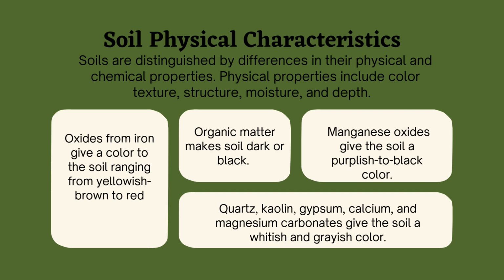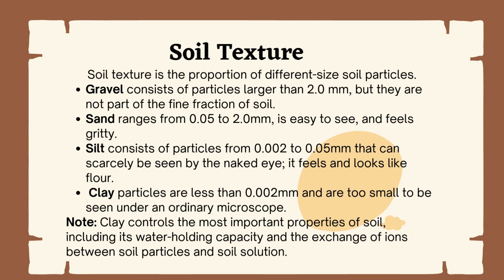All right, moving on to the texture of soil. Gravel consists of particles over 2.0 mm, but they are not part of the fine fraction of soil. Sand is around 0.05 mm. Silt consists of particles from 0.002 mm. Clay particles are less than 0.002 mm. Now, clay most importantly controls the properties of soil, including its water holding capacity and the exchange of ions between soil particles and soil solution.